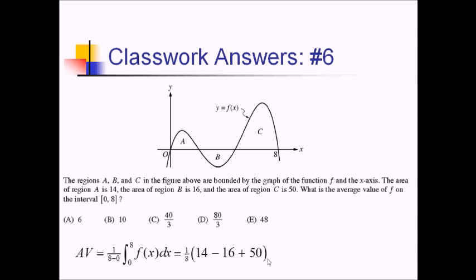We do need to simplify this because this is multiple choice. So all the stuff inside here, let's see, that's -2 plus 50 is 48. 1/8 of 48 is 6, so that's going to be choice A.